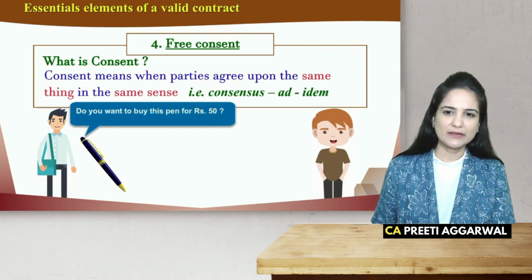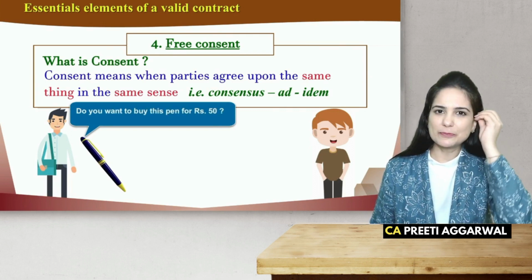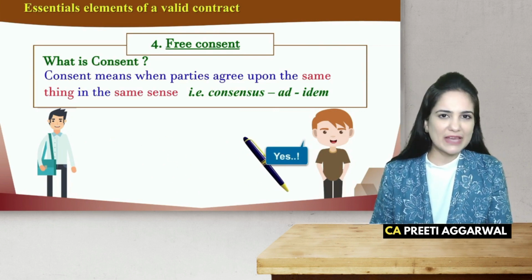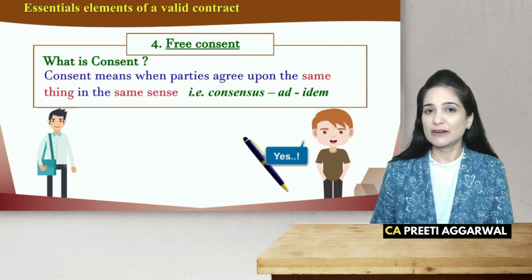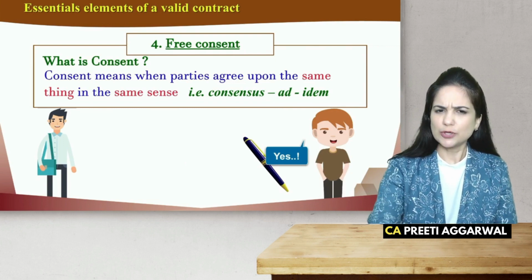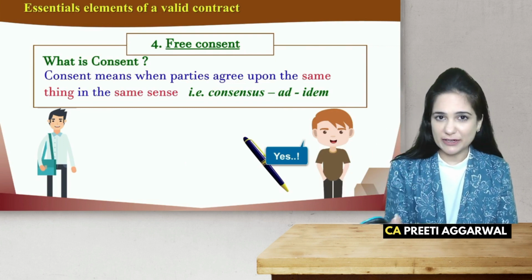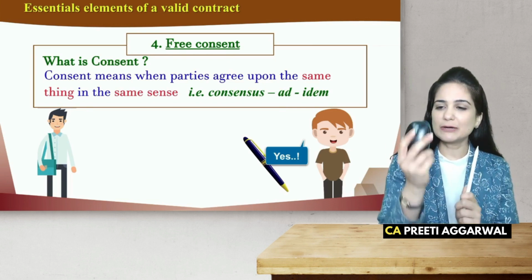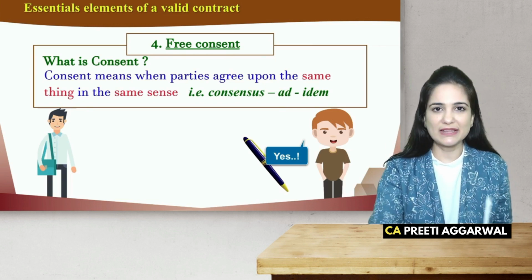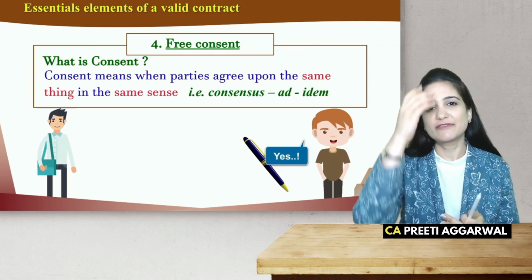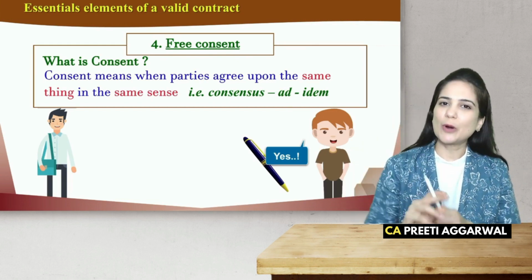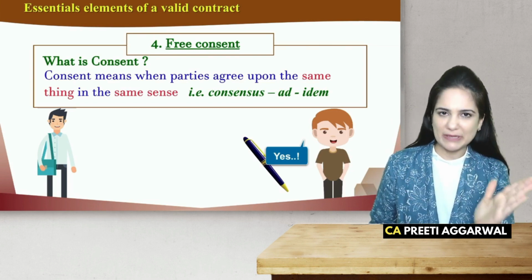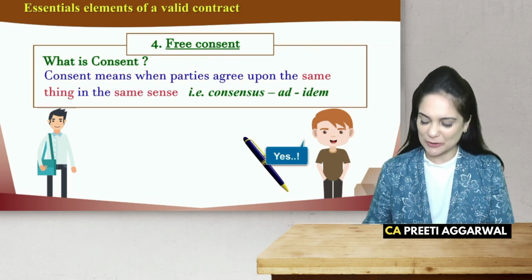X asks Y, do you want to buy this pen for 50 rupees? He says, okay. They are agreeing upon the same thing in the same sense. They have consented. Do you want to buy this mouse for 500 rupees? You say, okay, I will buy it. We are agreeing upon the same thing in the same sense. It's like a mirror image. We have consented. Students, pause the video and write down the meaning of consent. I will also discuss one more example, but that is on the next slide, so I don't want you to miss out on the notes.